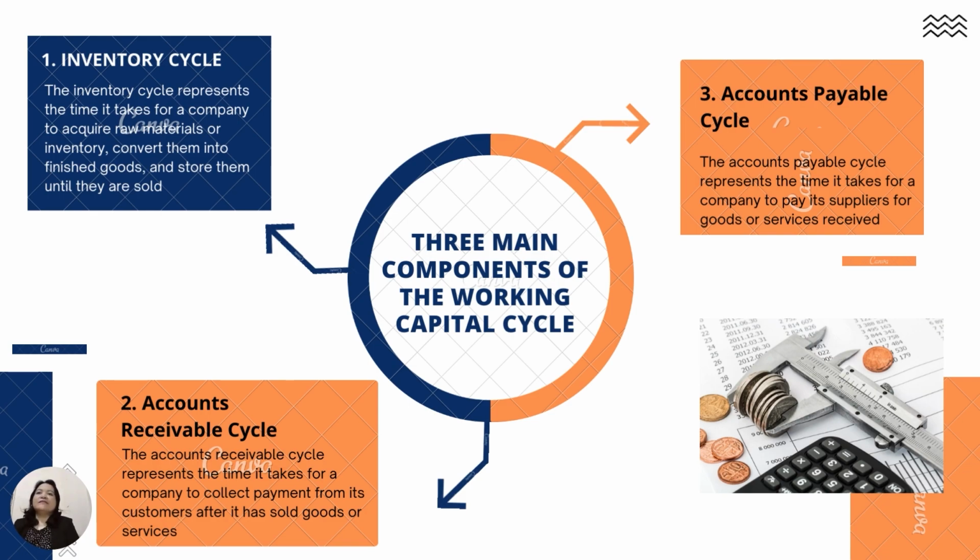The third one, the accounts payable cycle. This cycle involves the company's payments to its suppliers for goods and services received. It starts with the purchase of raw materials or inventory and ends when the company makes the payment to its suppliers. The overall working capital cycle combines the inventory cycle, accounts receivable cycle, and accounts payable cycle.